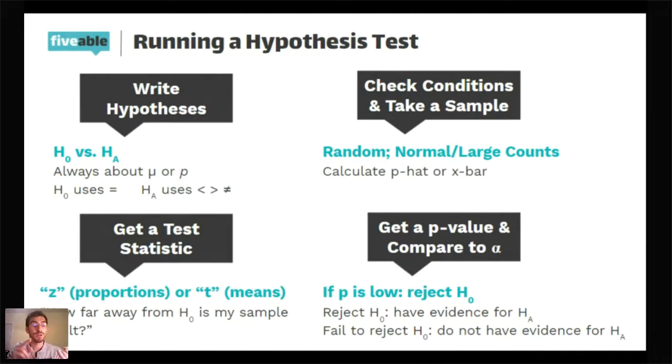But generally, you have to compare your p-value to 0.05 or whatever the significance level is. You have to state if you've rejected the null hypothesis or not, and then explain what that tells you about the alternative hypothesis. Do you have evidence or do you not have evidence? Rejecting the null hypothesis gives you evidence to go with the alternative, and not rejecting the null hypothesis means you do not yet have evidence to go with the alternative.